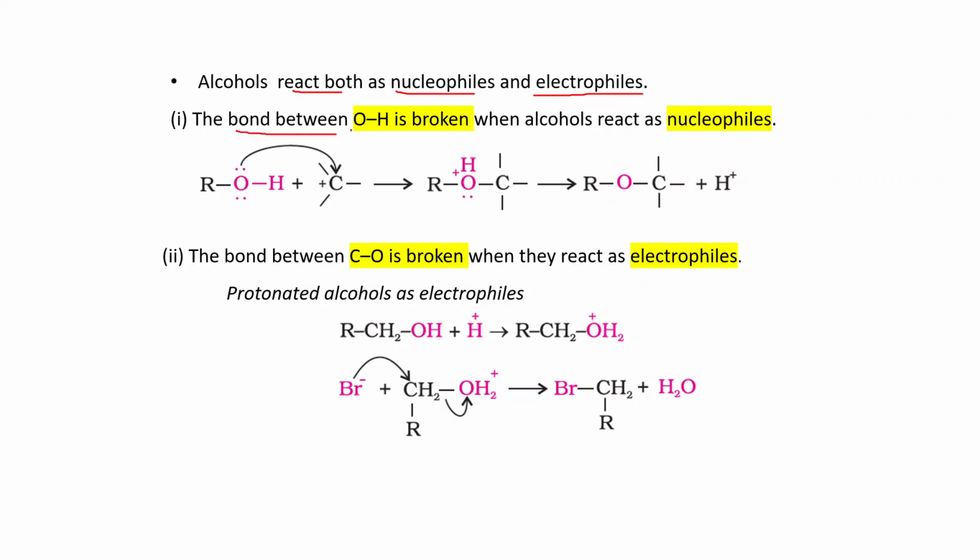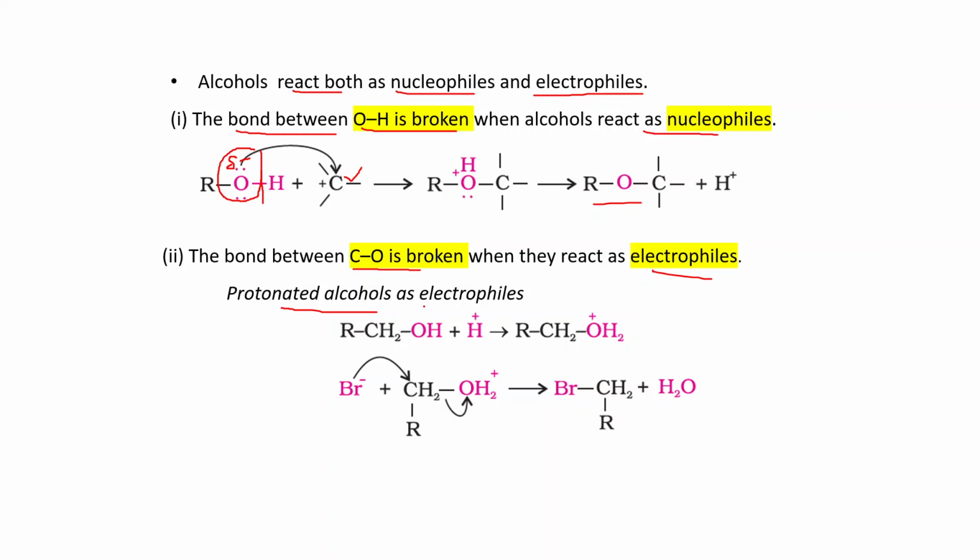The bond between O and H is broken when alcohol reacts as a nucleophile. Now you can say if this bond is broken, then this oxygen will acquire the partial negative charge. That means this oxygen will act as a nucleophile, and it can attack this electrophile and a product can be formed. The bond between C and O is broken when they react as electrophiles.